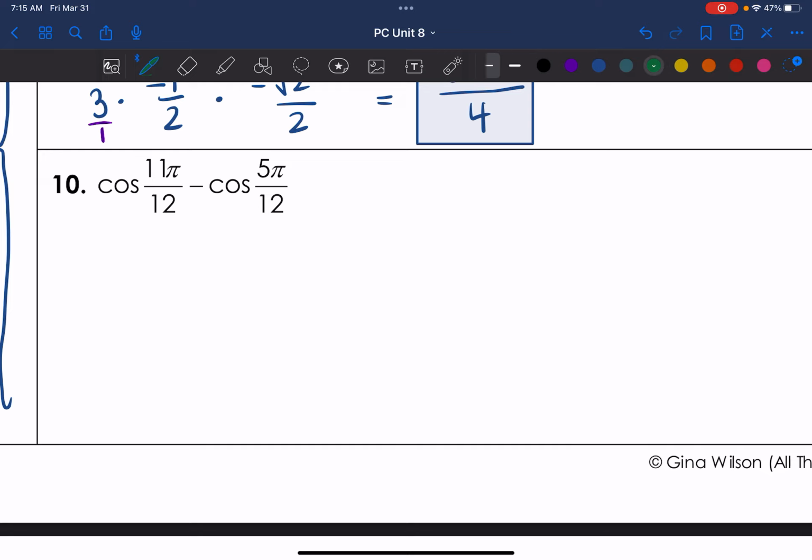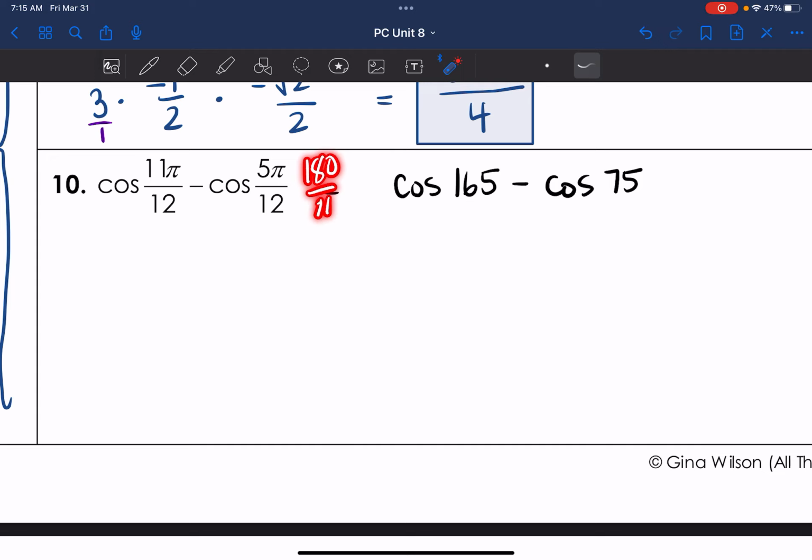So we haven't really been dealing with radians, and they are a little bit difficult because you have to think of fractions. So it's going to be easier for us if we just convert that into degrees. So this would be like saying cosine of 165 minus cosine, 5 pi over 12 is 75. So all I'm doing is, in my head, I'm doing the 180 over pi and converting that way.